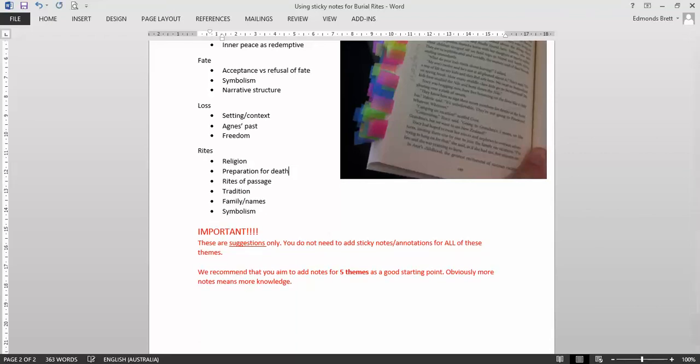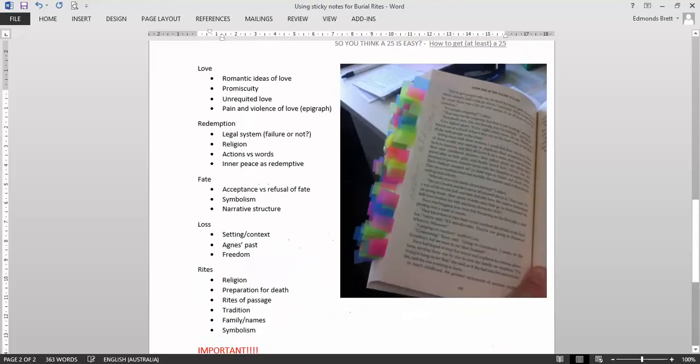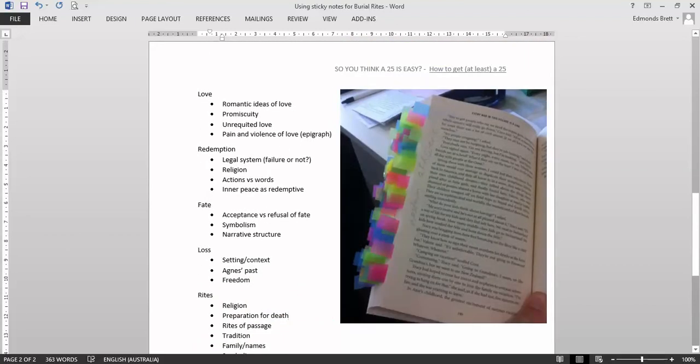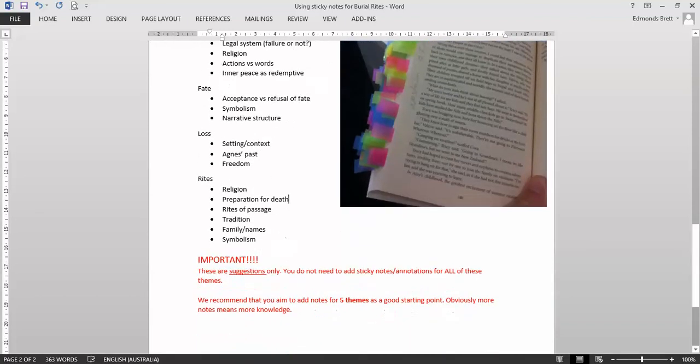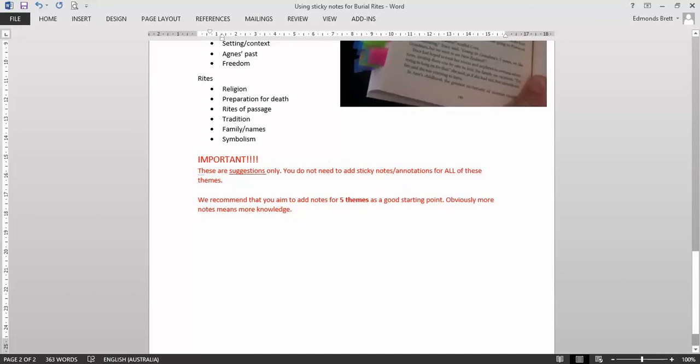How good's that? So the title Burial Rites also has some key themes going through. And if you have a look at this image, that's an example of a text that's been annotated with sticky notes to identify key themes. And it looks a bit crazy, but it's pretty easy to follow. Now, to be important, these are suggestions. You don't need to add sticky notes or annotations for all of the themes. You might also identify themes that we haven't come up with. We recommend you aim to add notes for 5 themes as a good starting point.